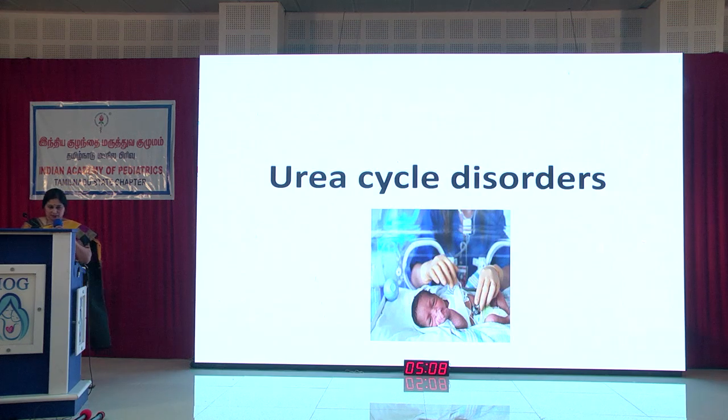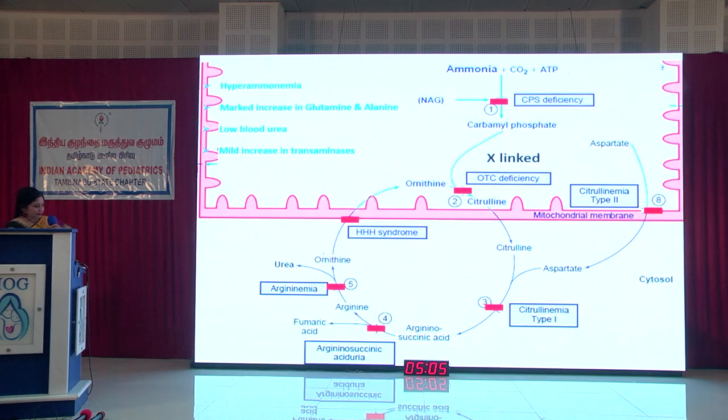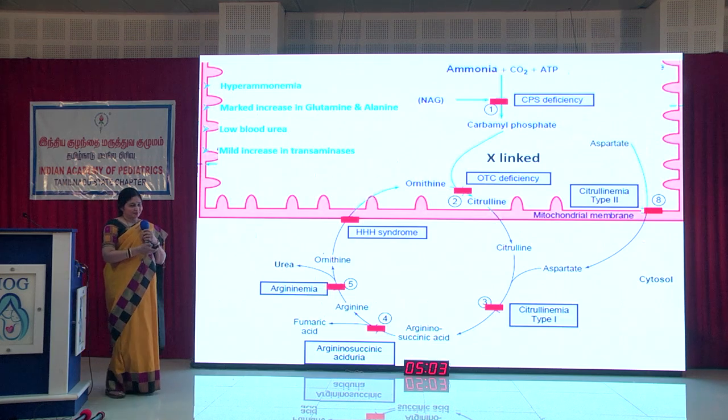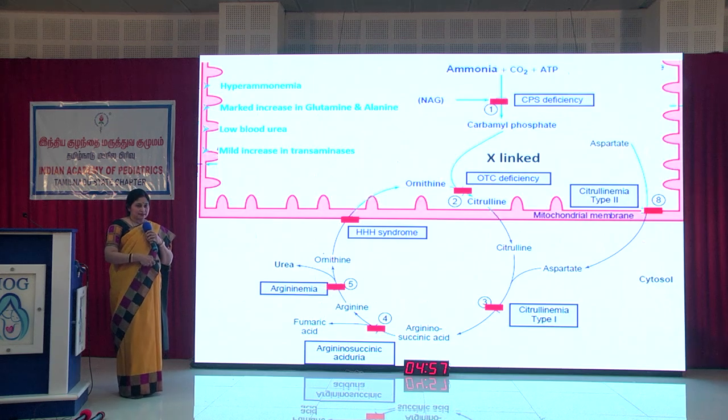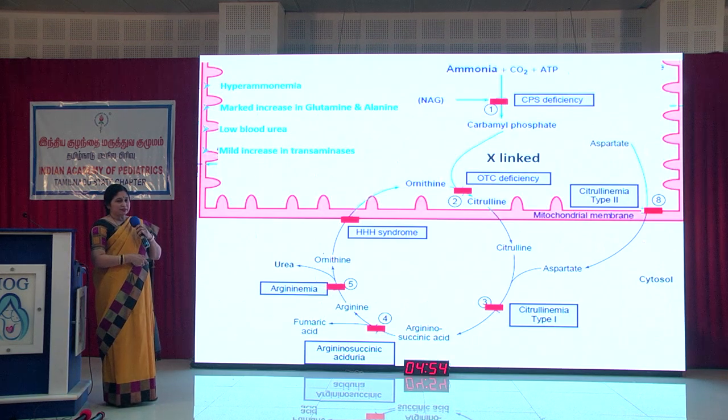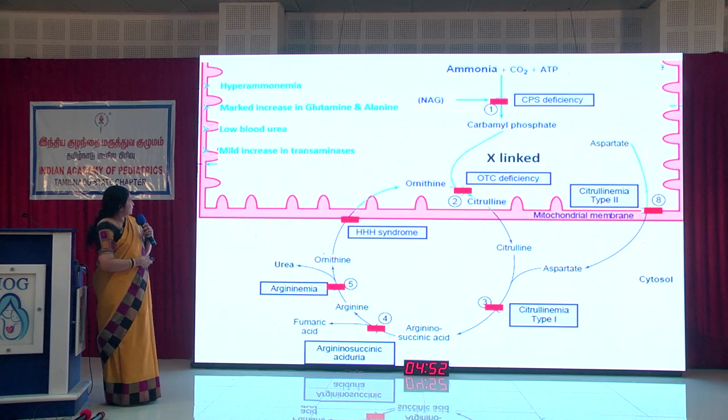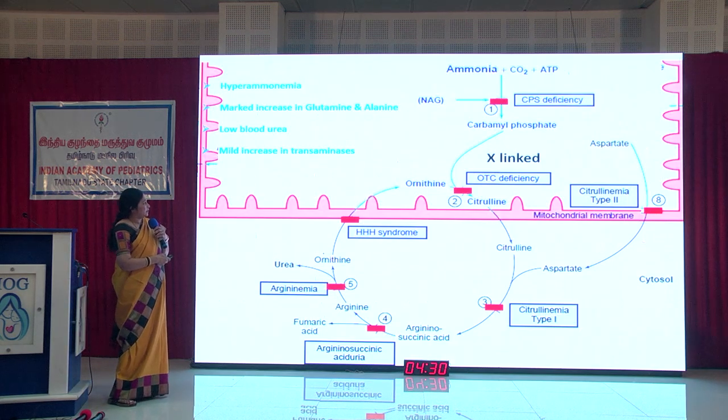So urea cycle disorders. Again one more cycle. So in urea cycle disorders, there is hyperammonemia and urea levels are low. There is increased glutamine and alanine because when there is hyperammonemia, these amino acids act as buffers. So glutamate is converted to glutamine and pyruvate is converted to alanine. So there is increased level of both these amino acids. And because there is liver failure, there is mild increase in transaminases.